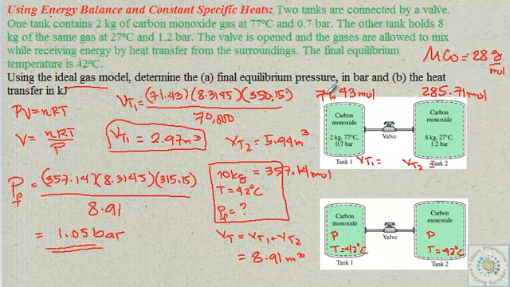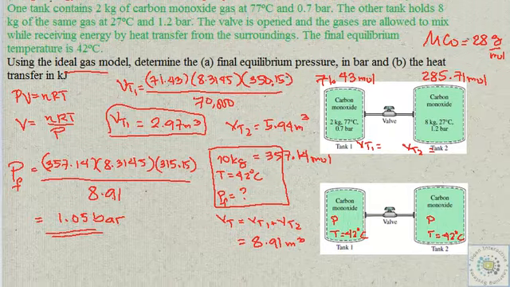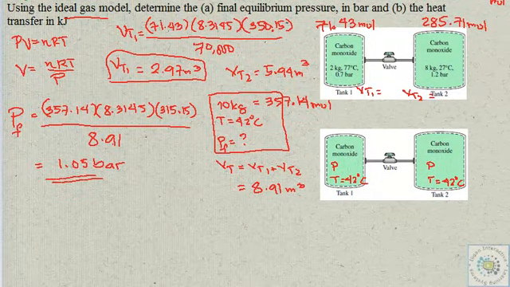What will be the equilibrium pressure in bar? Now our second question is, we're looking for the heat transfer in kilojoules, because as it's stated here, this tank is not insulated, and during the process, heat is entering from the surrounding. Perhaps the surrounding is hotter, adding heat to your system, and we are being asked to calculate for that. So how do we calculate for that? So now let's look for the heat.